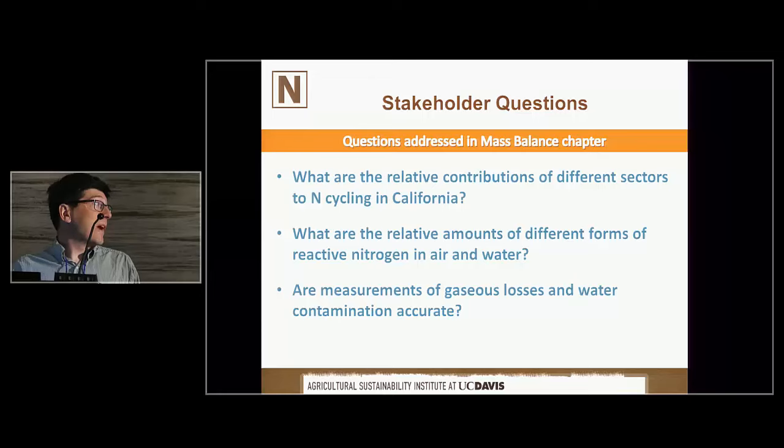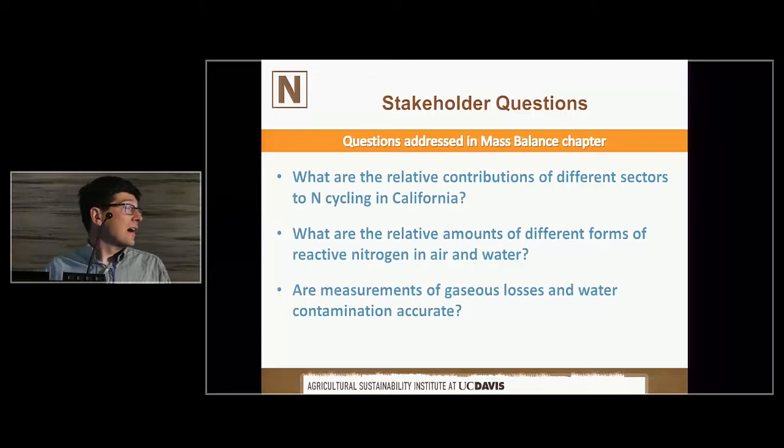And so specific to the mass balance, there were questions that we addressed in that. Those were: what are the relative contributions of different sectors, so agriculture versus transportation, to nitrogen cycling in California? What are the relative amounts of different forms of reactive nitrogen in air and water? So how much NOx, how much ammonia, how much N2O, how much nitrate, how much ammonium. And then finally, are measurements of gaseous losses and water contamination accurate?